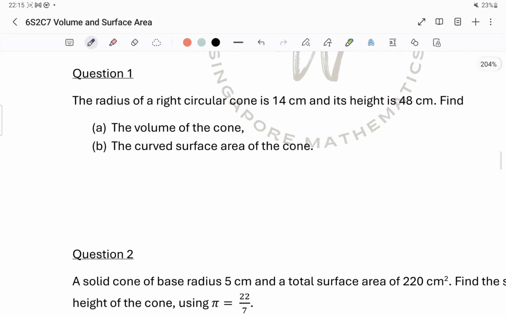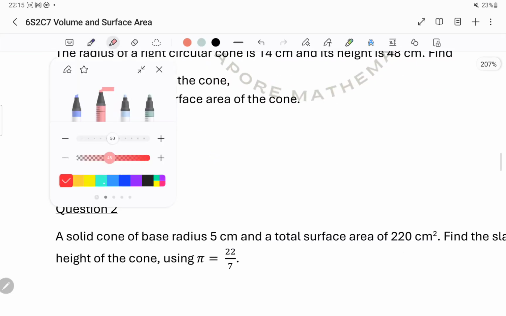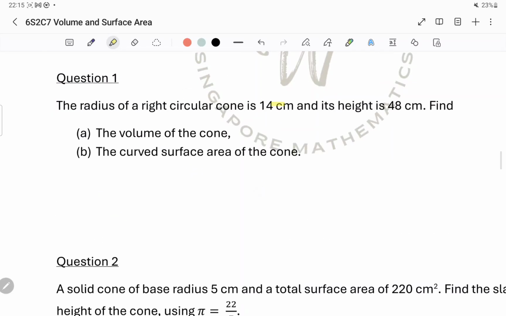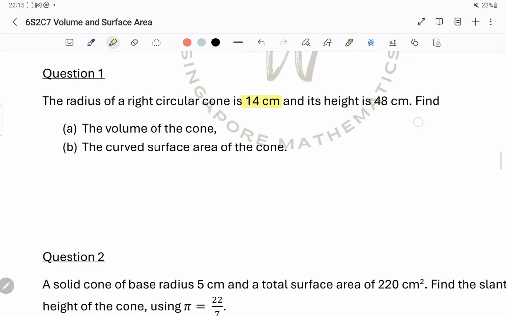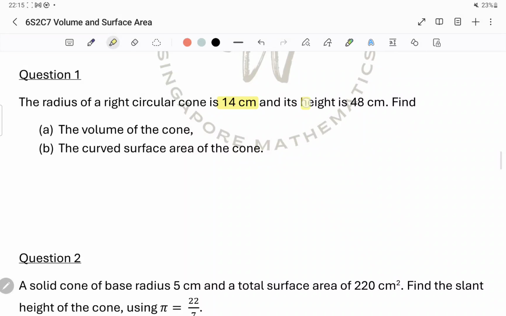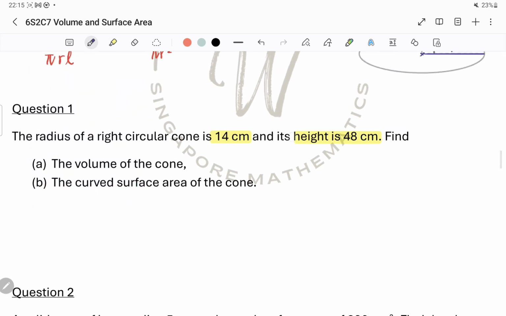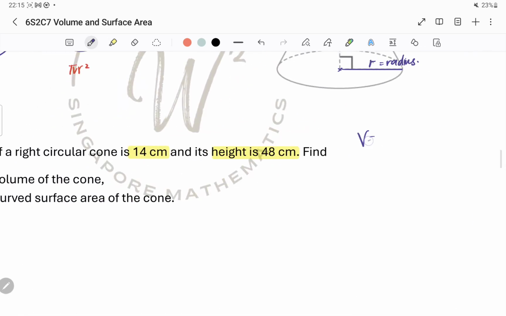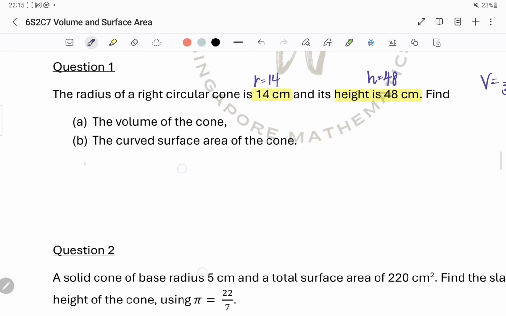Now let's look at question 1. The radius of the circular cone is 14 cm and the height is 48 cm. Find the volume of the cone and the curved surface area of the cone. To find the volume, remember you can write down volume of the cone is 1/3 pi r squared h. You have your radius equals 14 and your height equals 48 cm. So now we can find the volume.